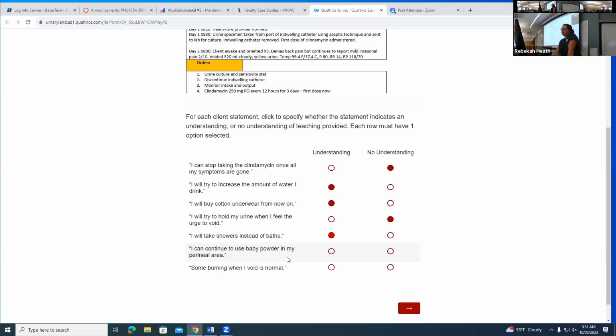I can continue to use baby powder in my perineal area. No, it's actually not indicated. And sunburning when I void is normal. No, they should not. Oh, nope, thanks, guys. These are hard.